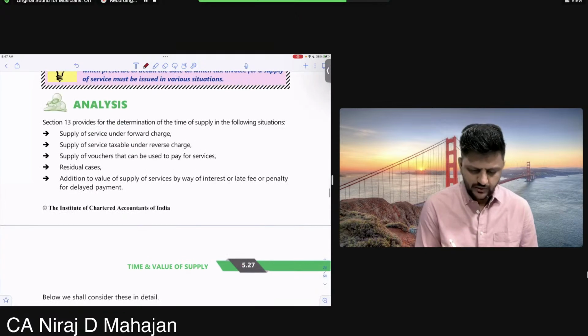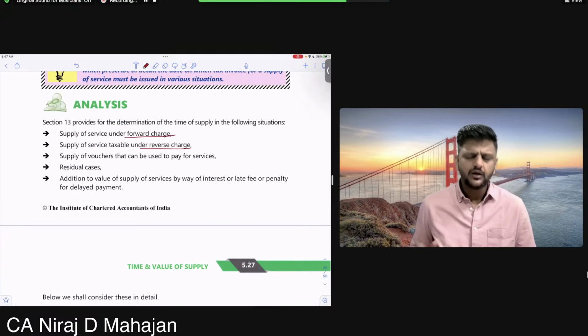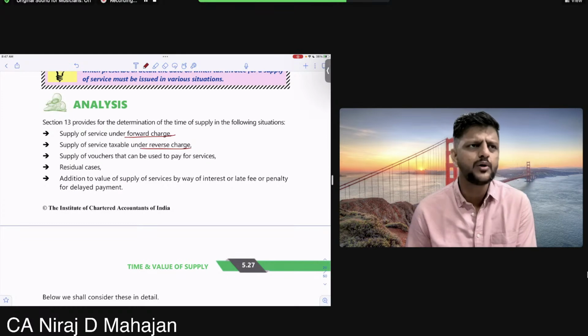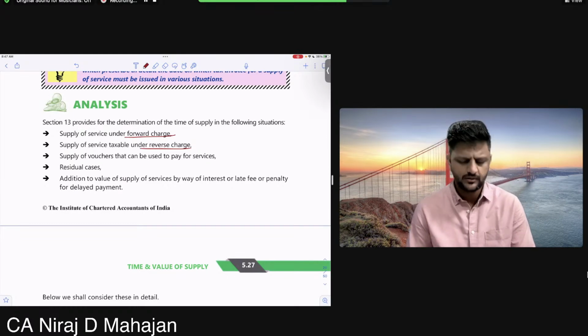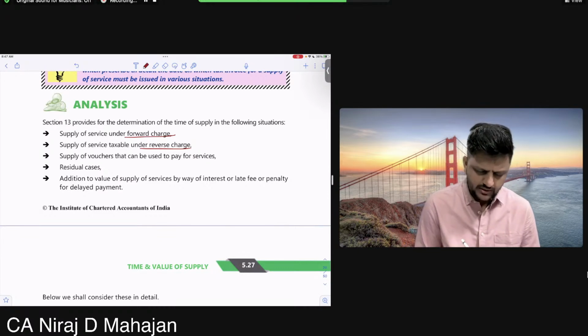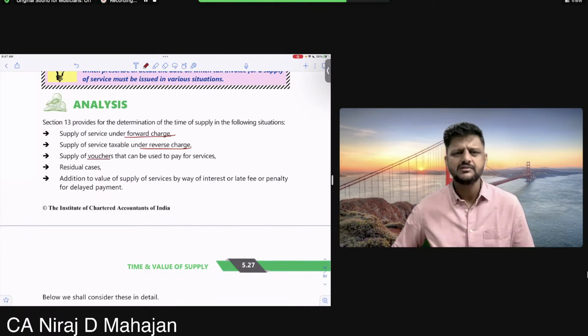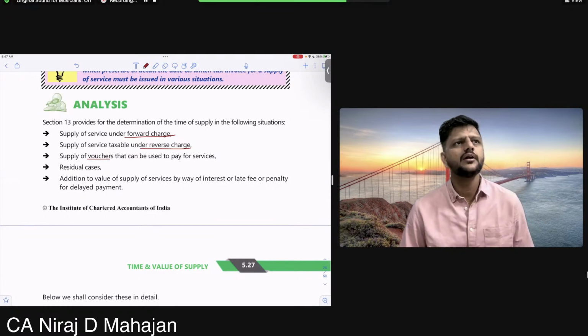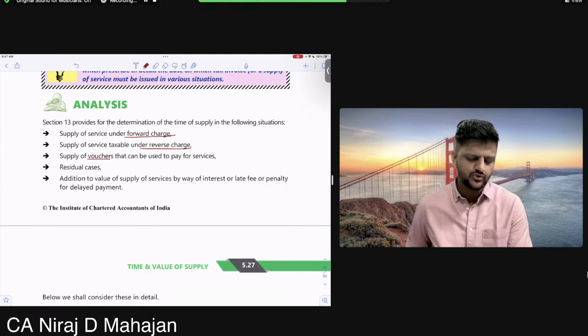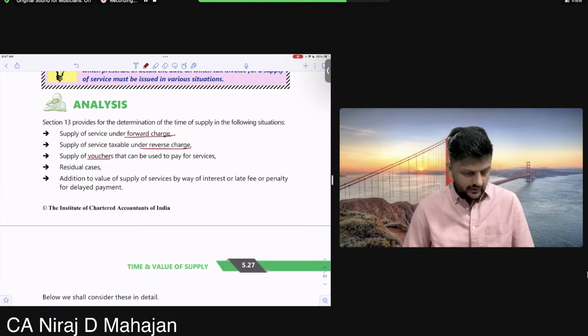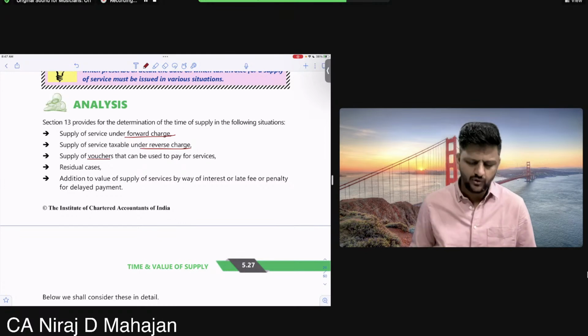So forward charge, reverse charge. Reverse charge example I had given you, let us say for example lawyer services to a business entity or director sitting fees, those examples. And supply of vouchers that can be used to pay for services like restaurant vouchers, coupons, so you already have. There are parlors, parlor centers, they also issue invoices or vouchers. Then your game zones or fun fair vouchers. Residual cases, and again same concept, all you have to cover over here.